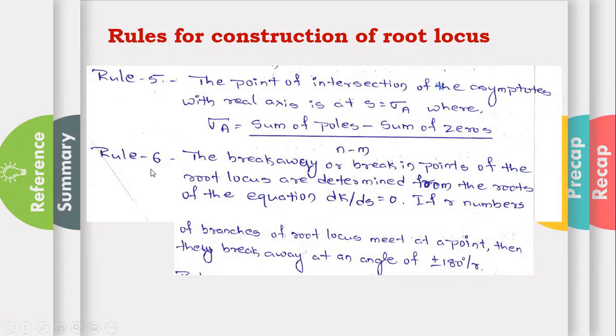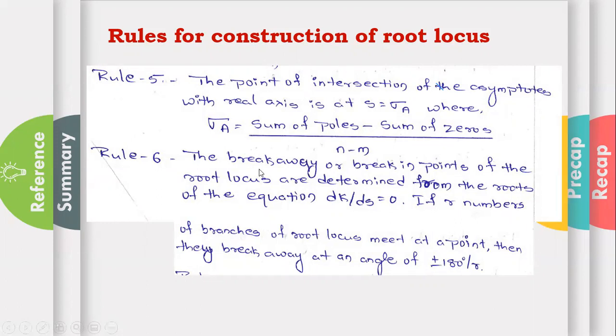Next, rule number 6. The breakaway or break-in point of the root locus can be determined from the roots of the equation dK by dS equal to 0. If r number of branches of the root locus meet at a point, then they break away at an angle of plus or minus 180 degrees divided by r.